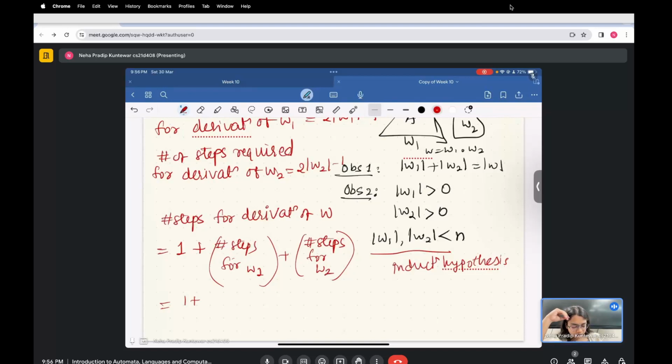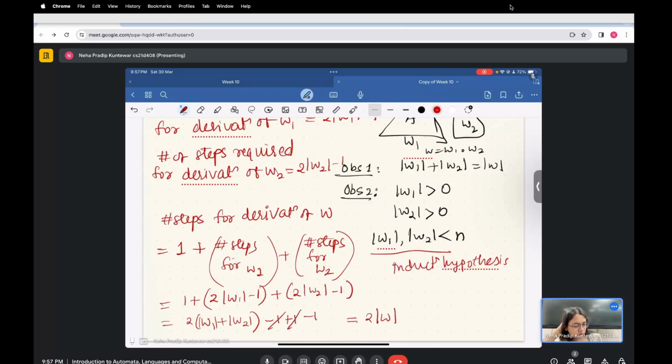By the induction hypothesis, this is nothing but 1 plus 2 times length of w1 minus 1 plus 2 times length of w2 minus 1. If we expand this, we get 2 times length of w1 plus length of w2, minus 1 plus 1 minus 1. So the minus 1 and plus 1 cancel off, and because of observation 1, we know that length of w1 plus length of w2 is length of w. So you have 2 times length of w minus 1, and this basically proves the induction.